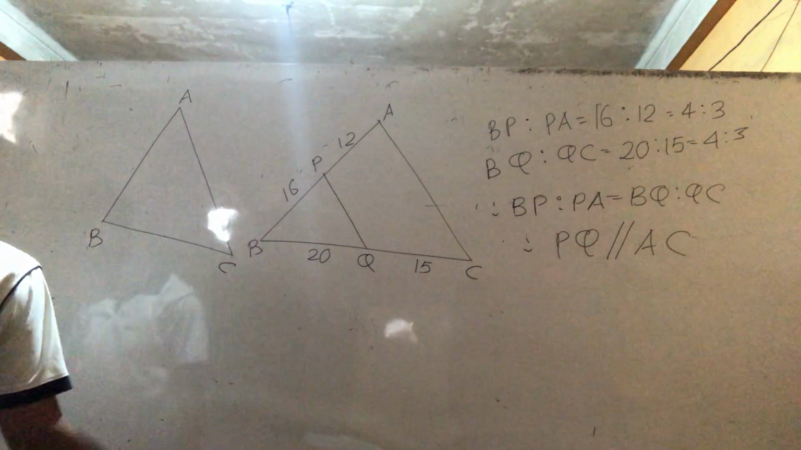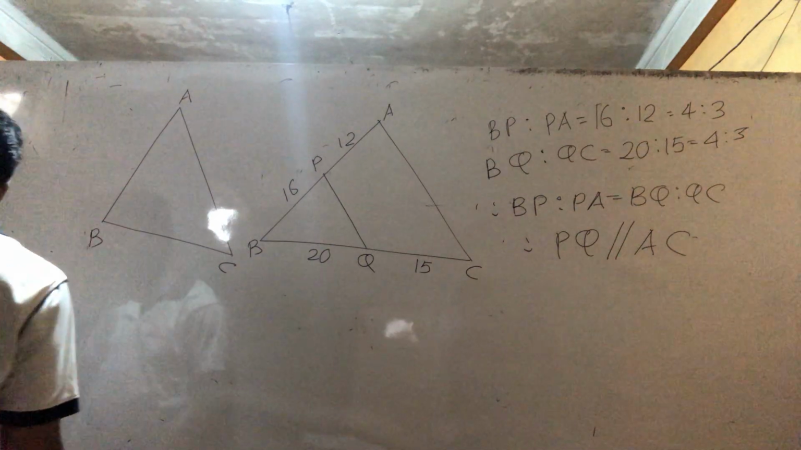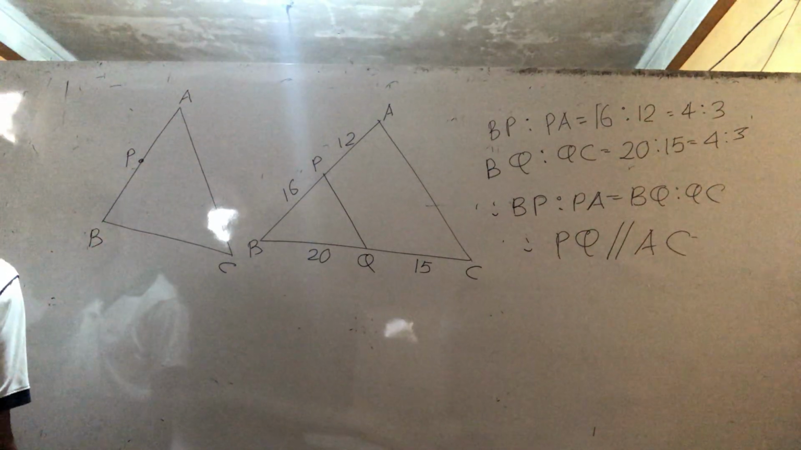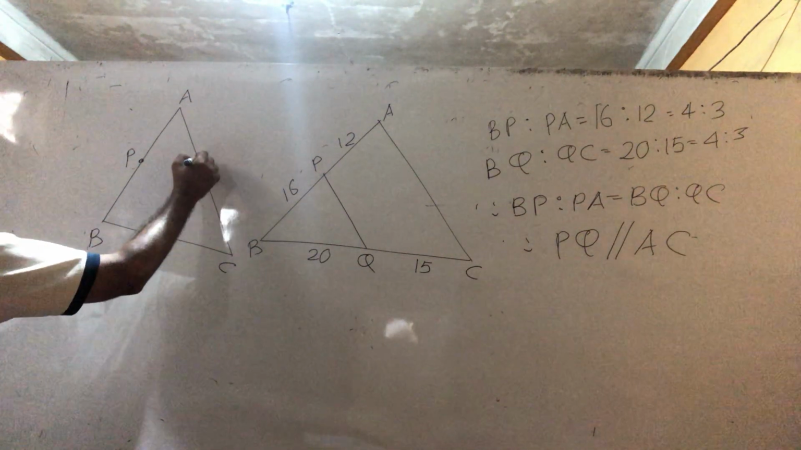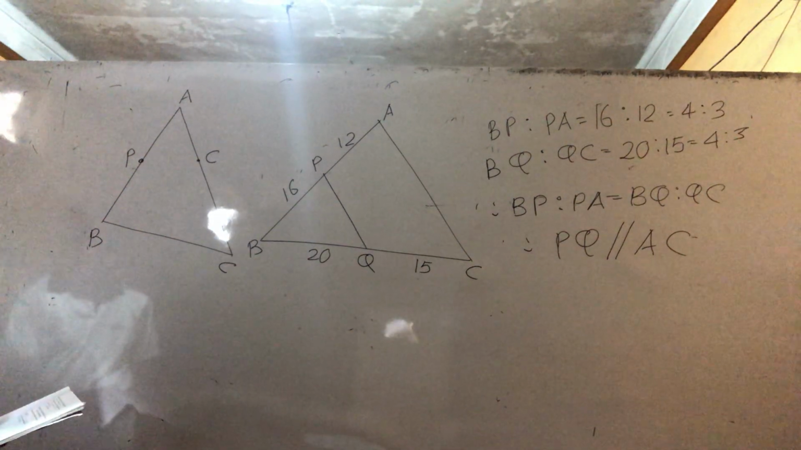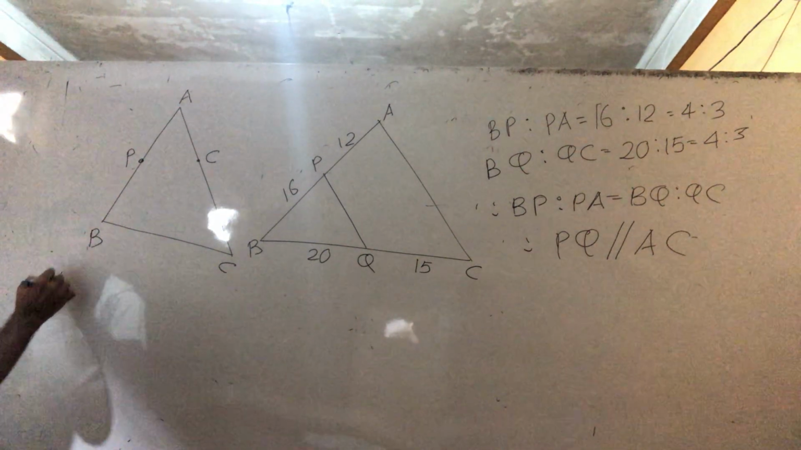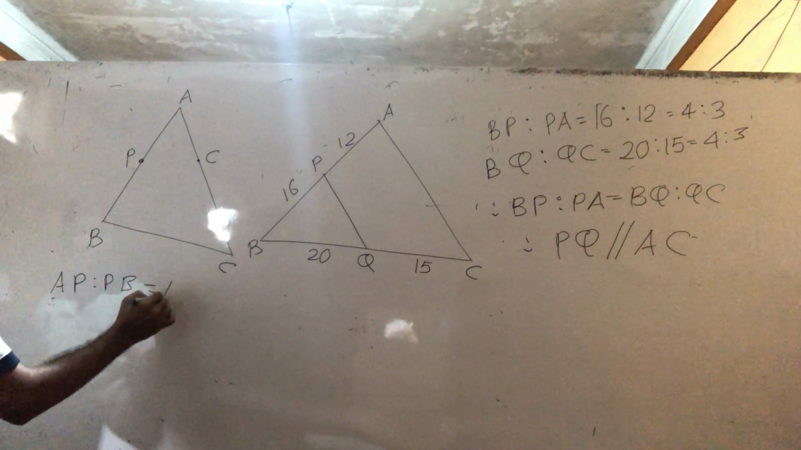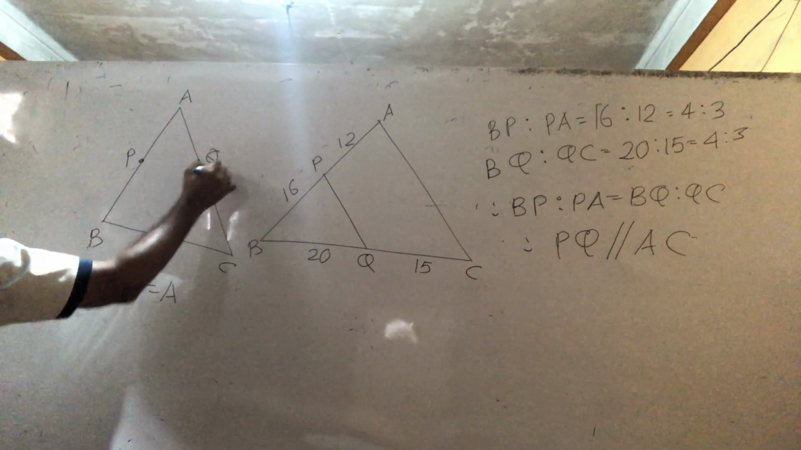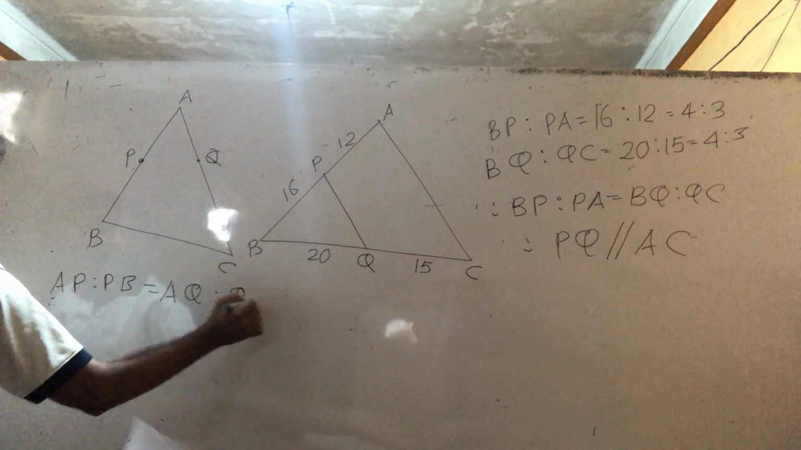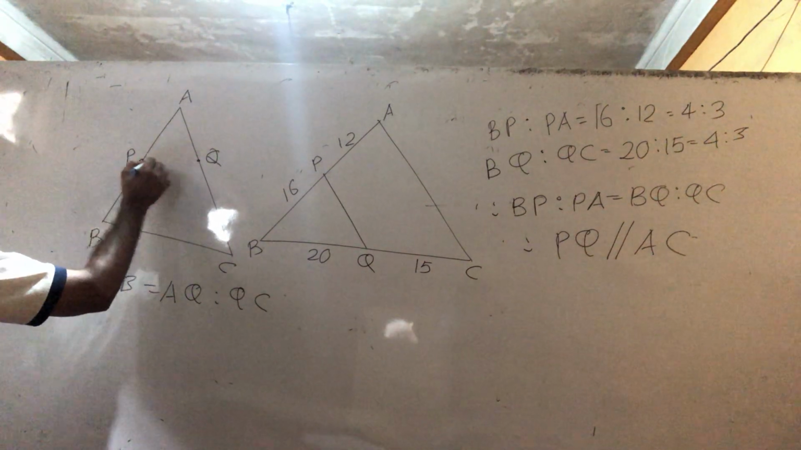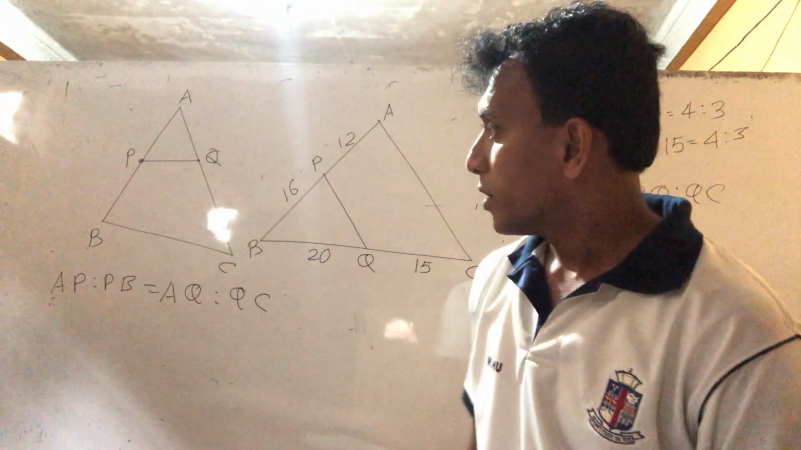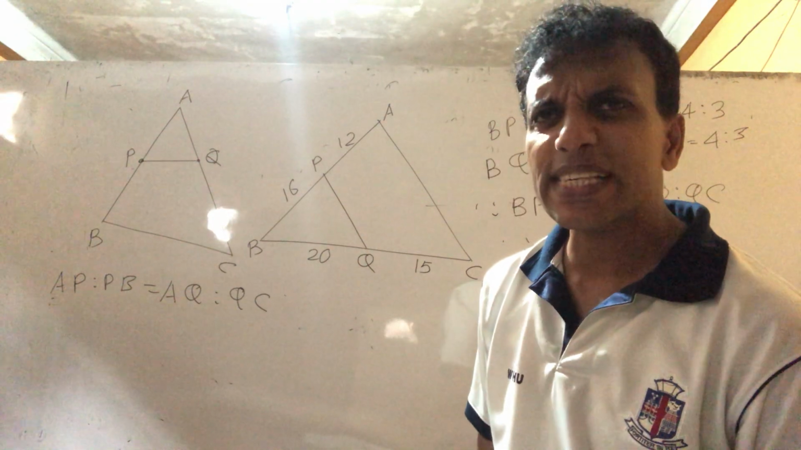Triangle ABC. Point P lies on the side AB, and Q lies on AC, somewhere here. I mark them such that AP is to PB equal to AQ is to QC. Therefore, if I draw this line, parallel, the triangle ratios are true, so PQ should come parallel to BC.